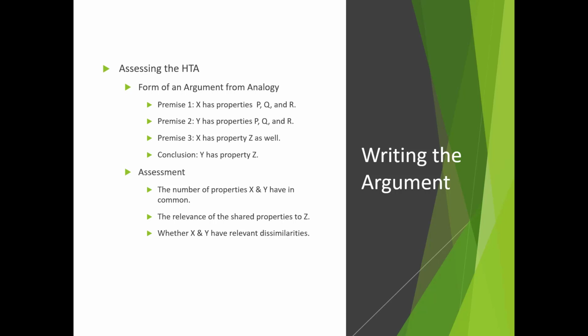Now again, when organizing the paper, it's perfectly fine to begin by saying the horse trainer analogy is an analogy in which you're comparing two things and concluding that because they're alike in certain ways, they're alike in this other way, and they're assessed in terms of three standards, which are the number of properties they have in common, the relevance of the shared properties, and the relevant dissimilarities. And then go and assess the horse trainer analogy by each of the standards.